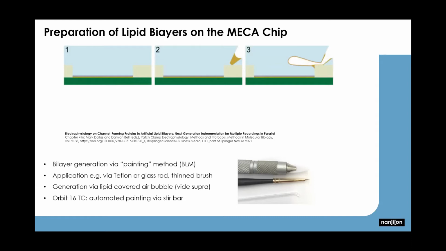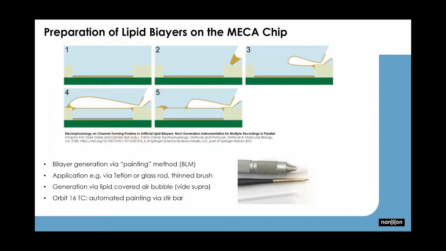And then you actually form an air bubble over the cavity. So if this air bubble reaches the other side of the cavity, the lipids can actually adhere to the other side of the cavity, and upon sucking the air bubble back in, you will form a bilayer. And I took this figure from a book chapter we recently published. If you are interested in this, just drop me an email so I can make this available. And of note, on the Orbit 16 TC, the whole painting process for all 16 membranes at once is automated, as I will show later on.